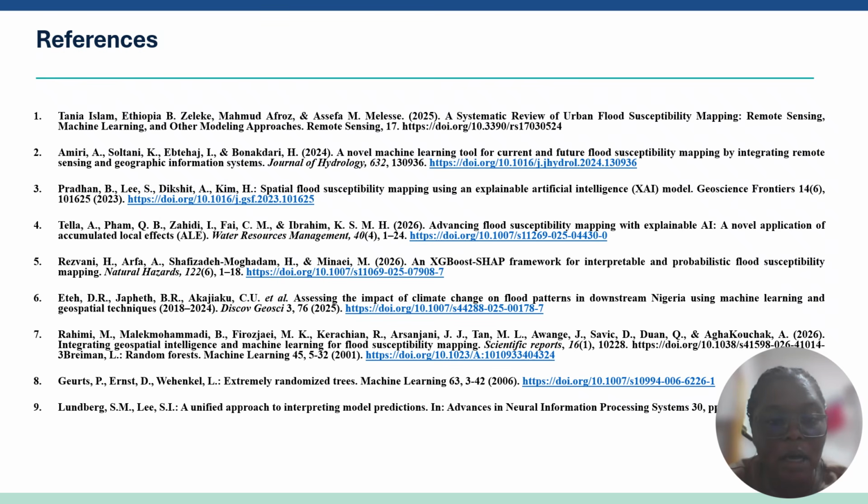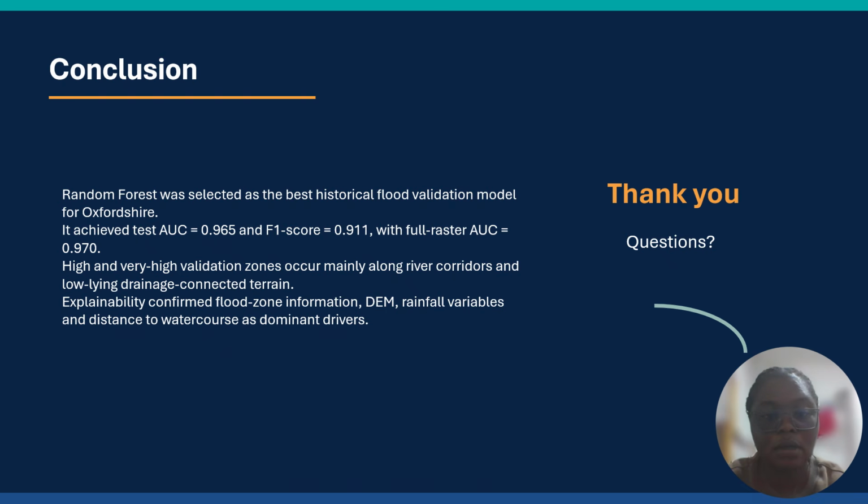We could see that I've provided a full list of references on this slide for any further consultation that you may have. In order to wrap this up, we can say that random forest was identified as the most effective model for historical flood validation in Oxfordshire. The model achieved a test AUC of 0.965 and a full raster AUC of 0.970, which demonstrates excellent predictive performance.